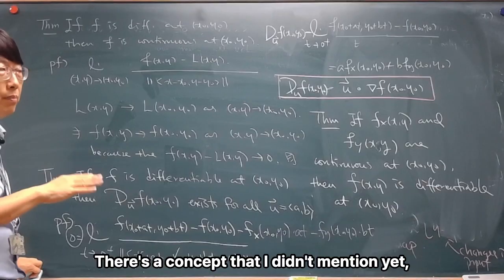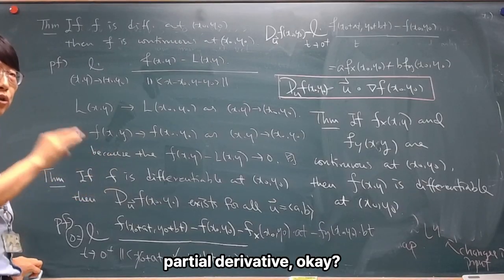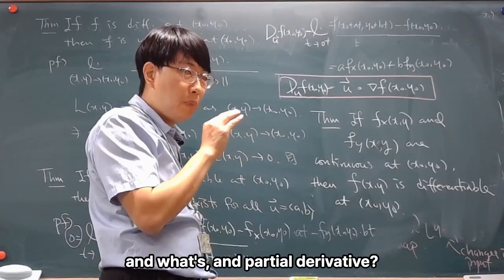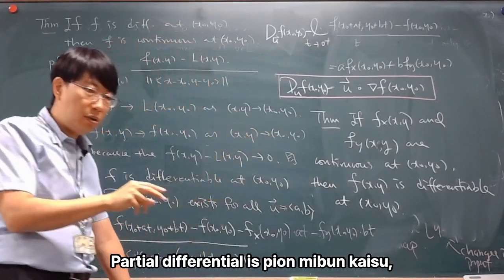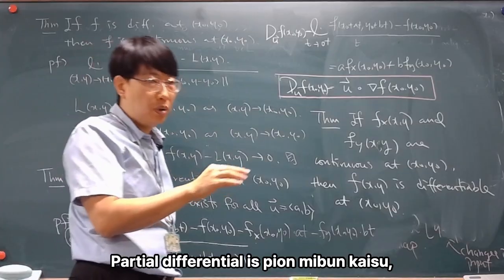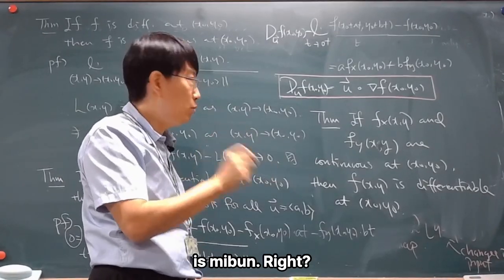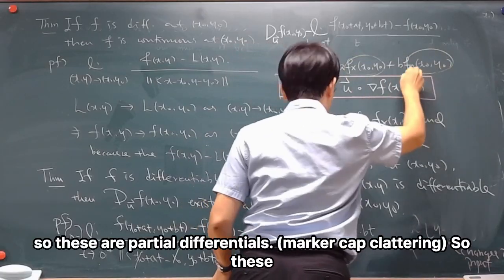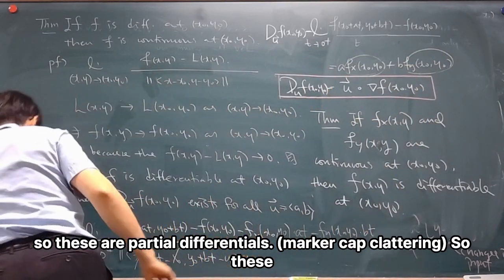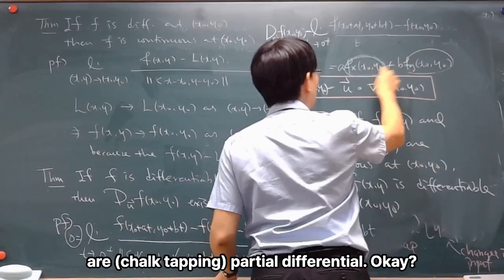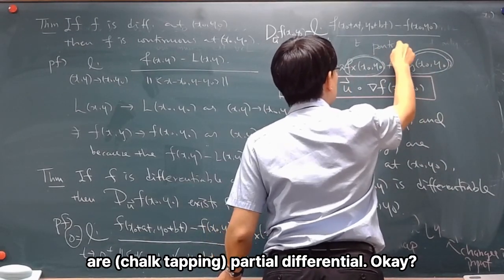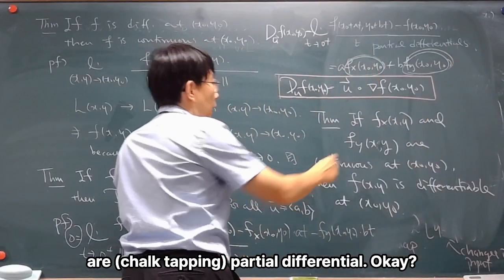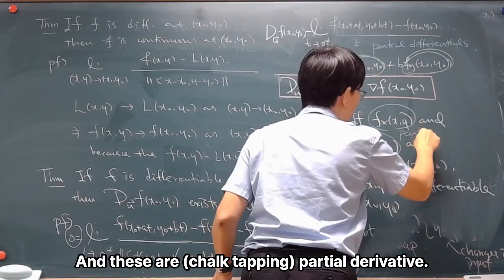So again, there is a concept that I didn't mention yet, which is the partial derivative. Okay, so what's the difference between partial differential and partial derivative? Partial differential is 편미분 계수, and partial derivative is 편미분, right? So partial differential is a number. So these are partial differentials. And these are partial derivatives.